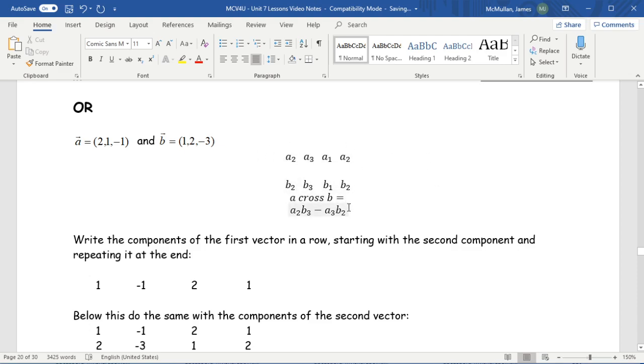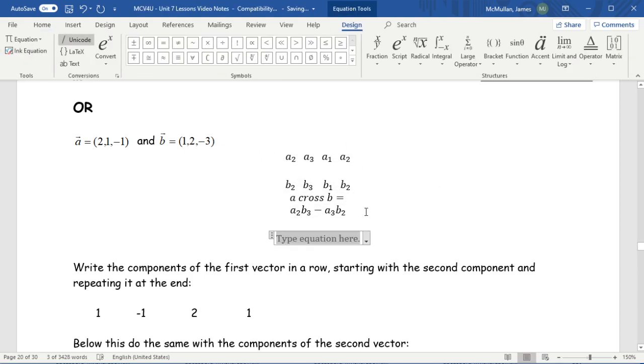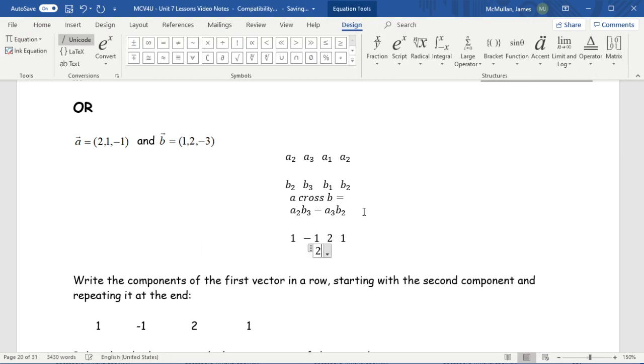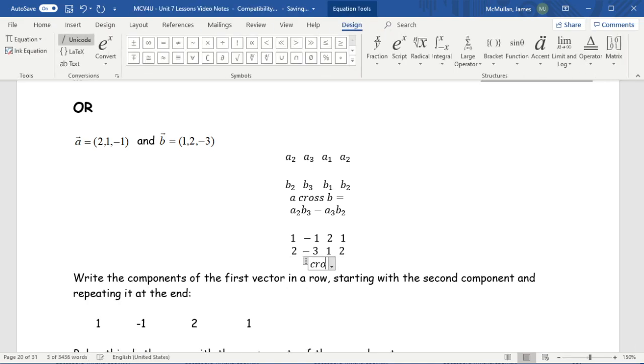So hopefully you have these written down. What we do here is we write out 1, negative 1, 2, and then 1 again. For the bottom equation, 2, negative 3, 1, and then 2 again. Now my cross product is equal to 1, so I start in the top left, 1 times negative 3, take away negative 1 times 2. That's the first component of my cross product, so I put a comma.